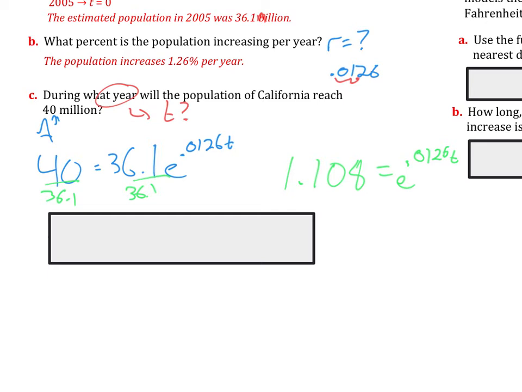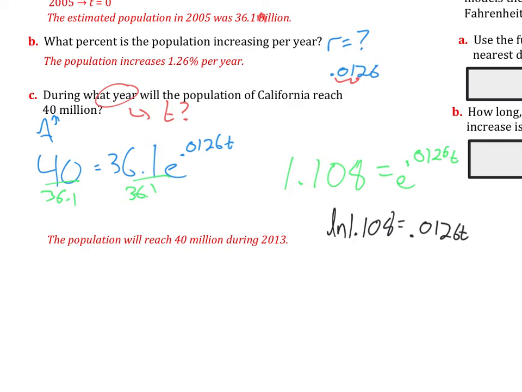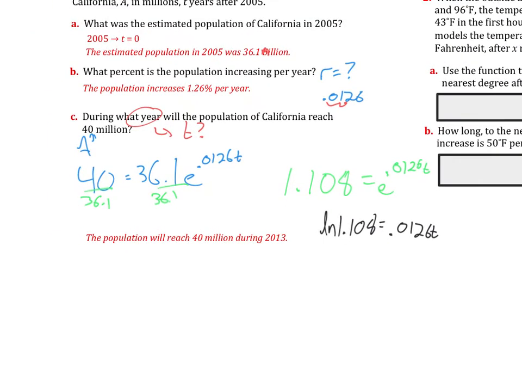Since we're dealing with a base of e, I need to use a natural logarithm. So the natural logarithm of 1.108 equals 0.0126t. And now this just goes straight into my calculator. When we get the t value, it should give us something in the neighborhood of 8. Well, we have to keep in mind, t represents the years after 2005. So if it's been 8 years after, we'd get the year 2013.